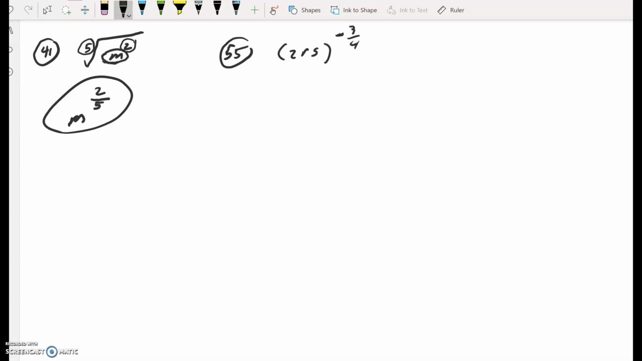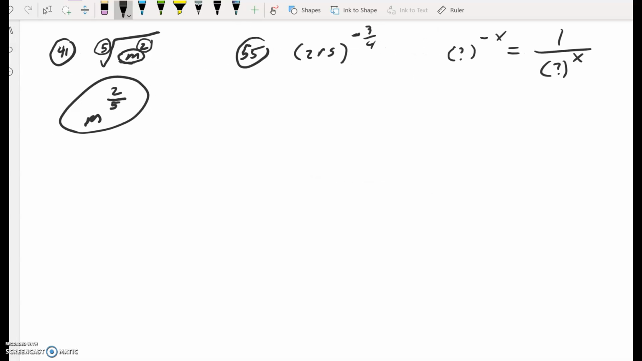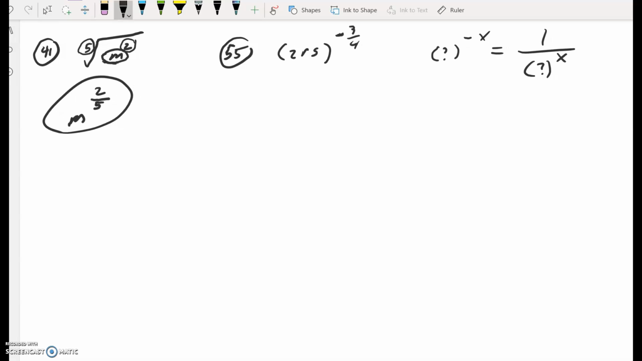We're asked to write this with positive exponents and then, if possible, simplify. So if you have something to a negative power of any sort, you can always write it as 1 on top of that same something to the same power, only make it positive. In essence, this negative sign in front of the exponent means the reciprocal, sort of, the reciprocal of the power.